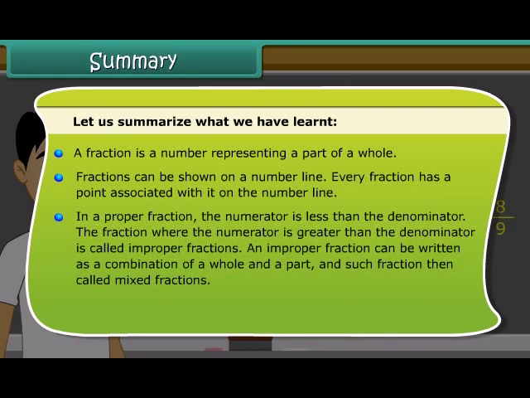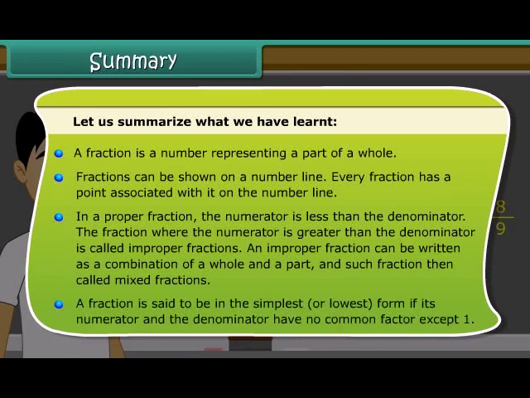In a proper fraction, the numerator is less than the denominator. The fraction where the numerator is greater than the denominator is called improper fractions. An improper fraction can be written as a combination of a whole and a part, and such fraction is then called mixed fractions. A fraction is said to be in the simplest or lowest form if its numerator and the denominator have no common factor except one.